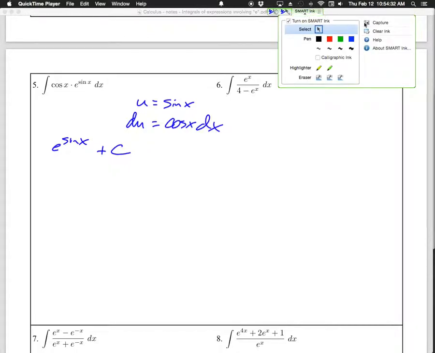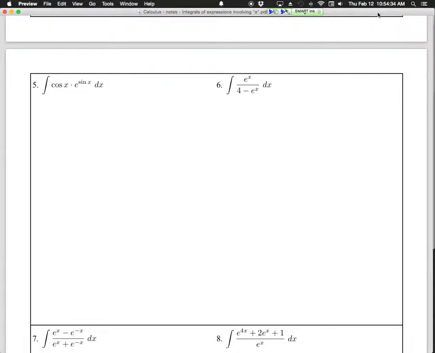All right, number 6 is a little bit different. What's different about 6? There are 2 e's. Whenever there are 2 e's, you always want u to be what is inside of something else. So which one is inside of something else? The 4 minus e to the x. Why is that inside of something else? It's in the denominator. That is correct. If you can't tell whether or not one is inside of something else, then it's always going to be the one in the denominator.